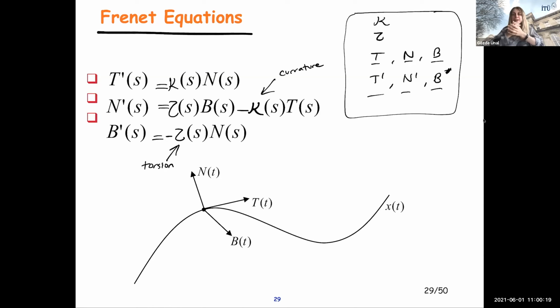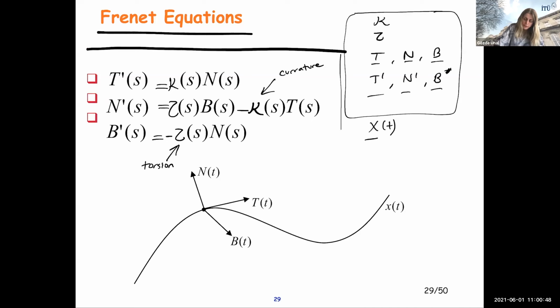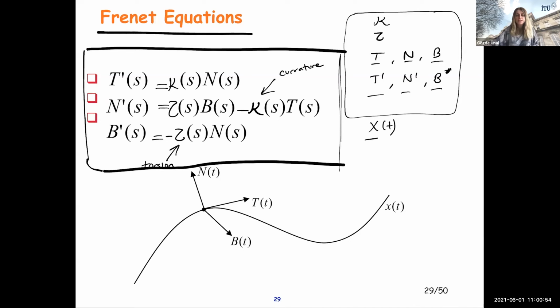They all define the curve actually. The curve is shown at the bottom here, x of t, or x of s if it's parameterized by arc length. You can look at the derivations of these in do Carmo. But this is the famous set of Frenet equations that define the local geometry of the curve and all the relations between these different quantities that locally define a curve.